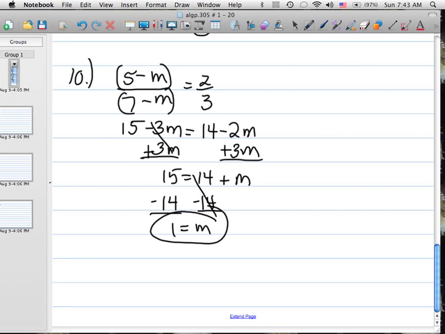And that's easily checked. 5 minus 1 is 4. 7 minus 1 is 6. 4 sixths is 2/3.